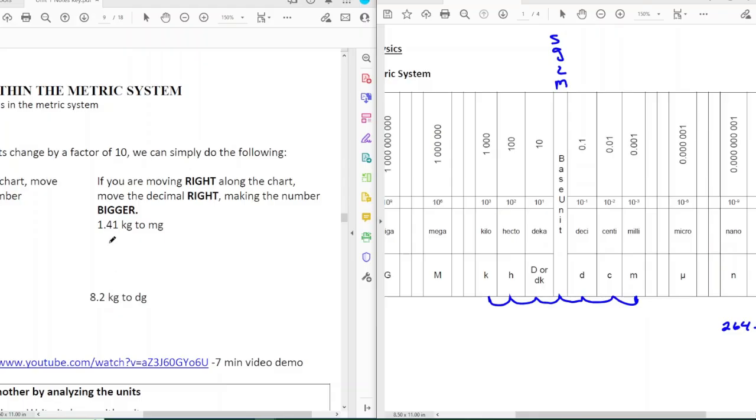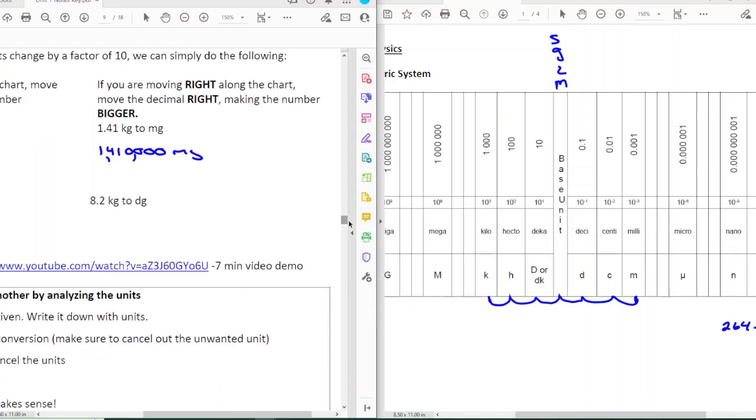So I would literally take this decimal and I would move it 6 places to the right because I moved to the right on my scale. So I've moved 2 and then I need 4 more. So 1.41 kilograms is, oh dear, 1,410,000 milligrams. Okay, you try.